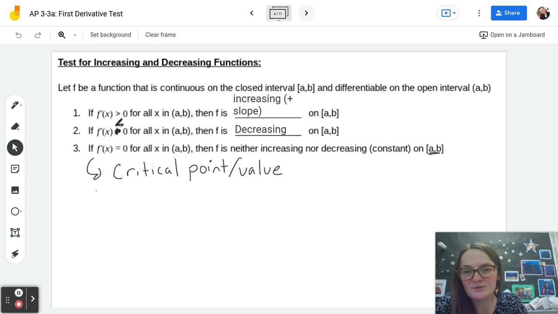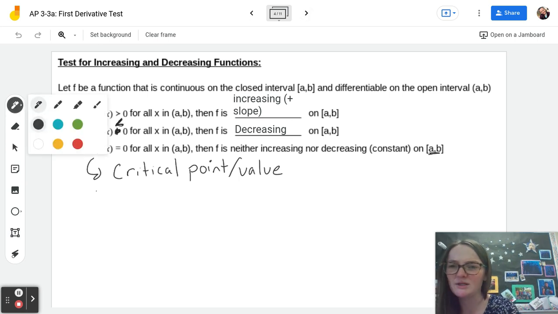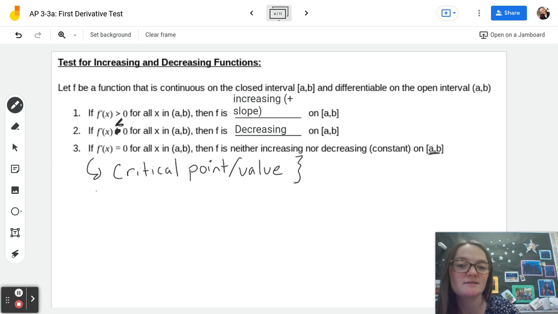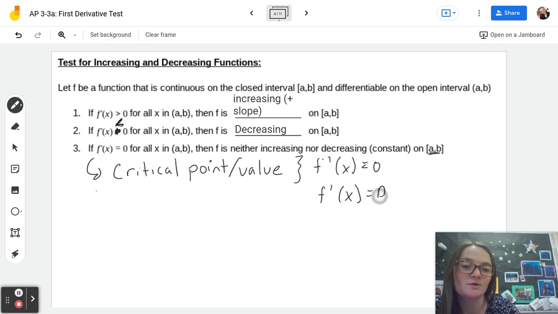If f prime of x is equal to 0, we could say that it's neither increasing nor decreasing, which is what's called a critical value. Really quick, a critical value's definition is basically where either the derivative is equal to 0 or where the derivative does not exist. So those are the two criteria for a critical value.